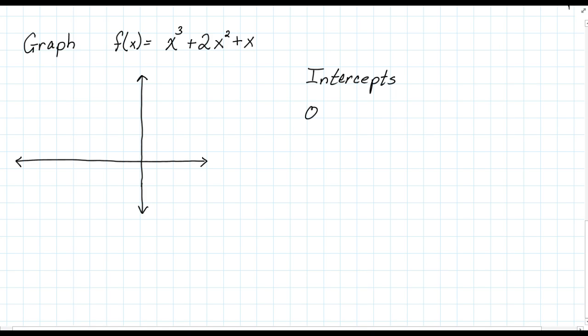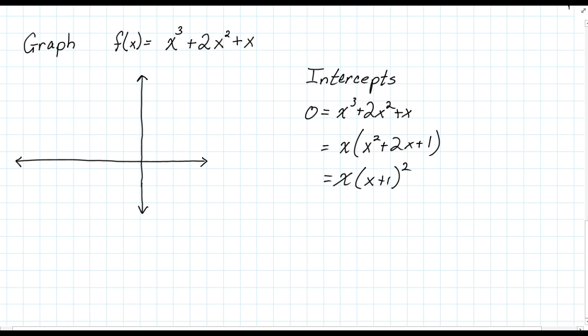So I'll set this guy equal to 0. x cubed plus 2x squared plus x. And I'm going to go ahead and factor. I'll factor out an x, and what I'm left with is x squared plus 2x plus 1. And that'll give me x times (x plus 1) squared. Okay, so I have 2 x-intercepts, 1 at the origin, and 1 at (-1, 0).